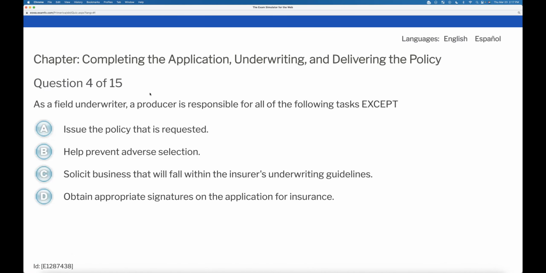As a field underwriter, a producer is responsible for all of the following tasks except. Go ahead.